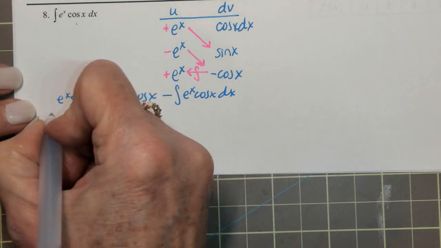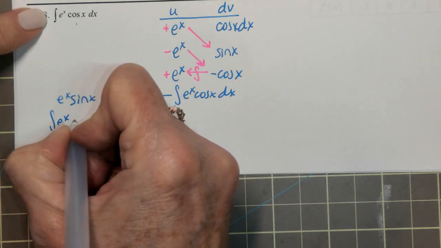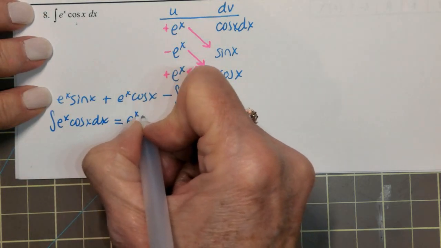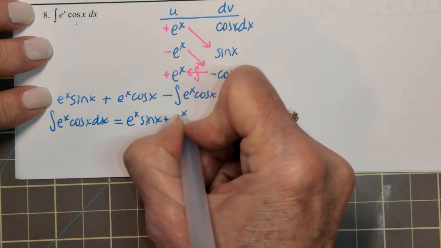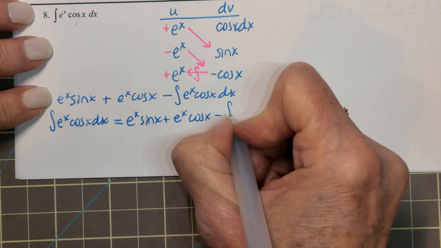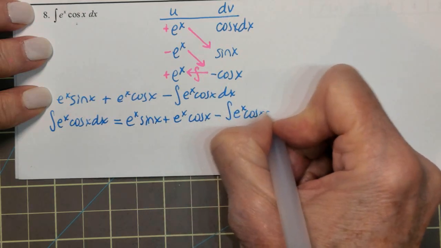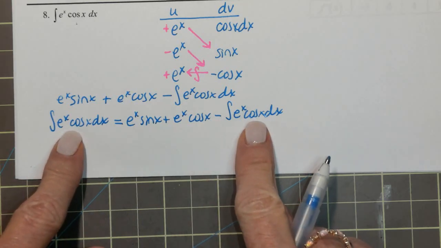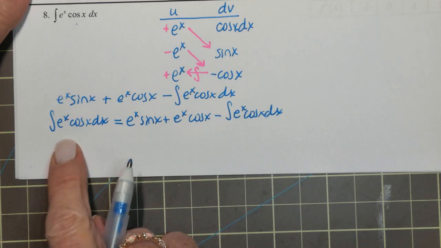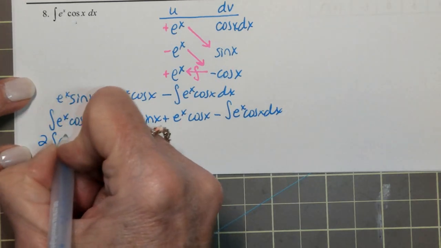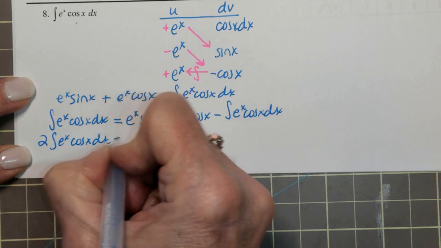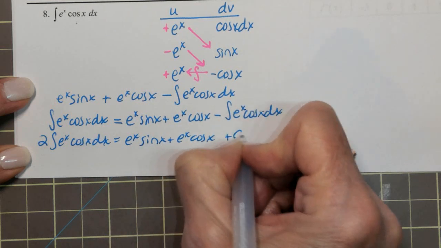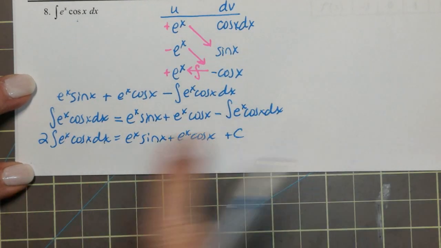So I'm going to write this as an equation. Integral of e to the x cosine x dx is equal to e to the x sine x plus e to the x cosine x minus the integral of e to the x cosine x dx. This is an equation. I'm going to get these two like terms together. I'm going to add this one to the other side, and now there will be two of them. This is a good spot to add my plus c, because I have an integral equals, so plus c.